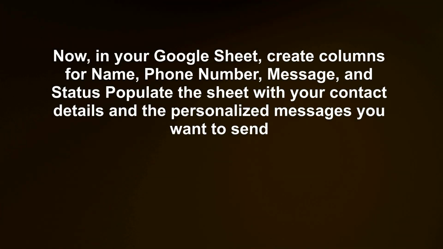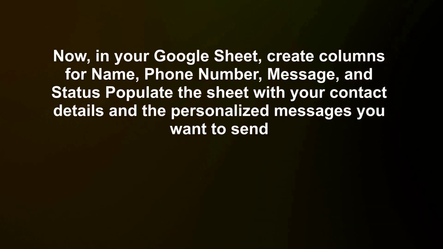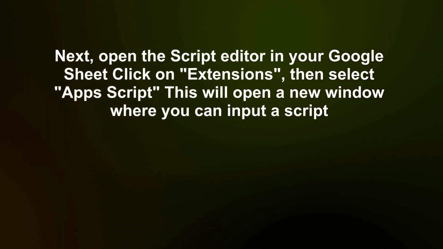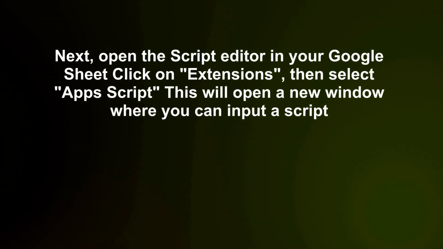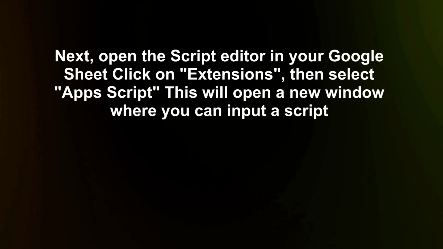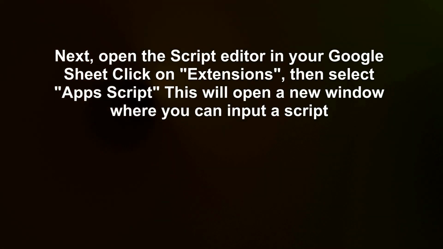Populate the sheet with your contact details and the personalized messages you want to send. Next, open the script editor in your Google Sheet. Click on Extensions, then select App Script. This will open a new window where you can input a script.